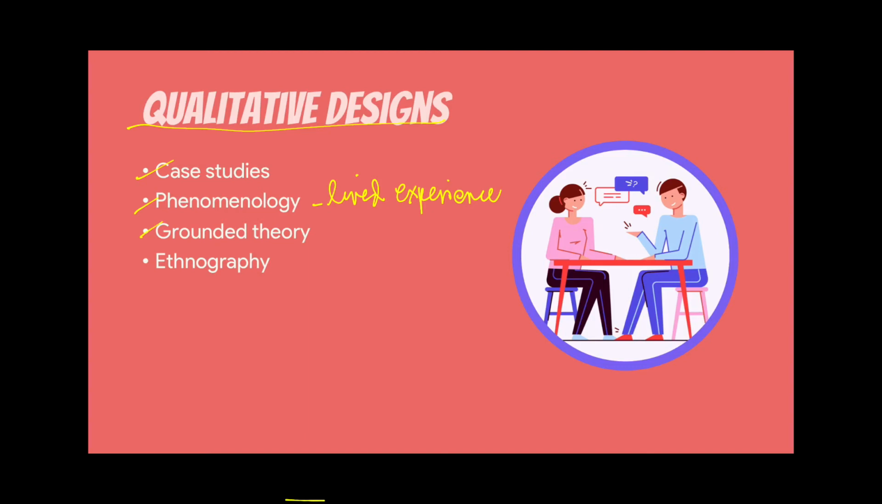And for grounded theory, it is when we want to create a theory or framework based on qualitative data. And for ethnography, this is when we do participant observation in order to describe very immersively a culture or a cultural practice.